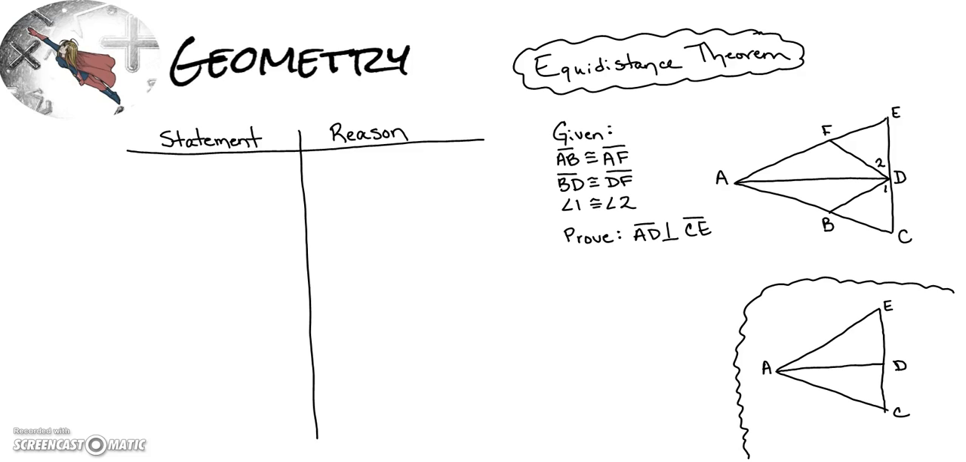a simpler setting. So in this bottom right triangle, if I could get that congruent to that, and this congruent to this, then we would have the equidistance theorem, because it would mean that AD is perpendicular to EC.